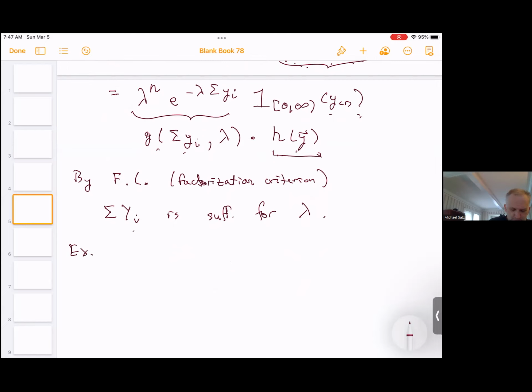Example 2. Suppose we have again y1 through yn, this time another continuous sample. So say it's uniform 0 to theta. I don't know the right bound here. And we want to see what the factorization tells us. We're going to see that the max of this sample is sufficient for theta. So let's factor. We have L.